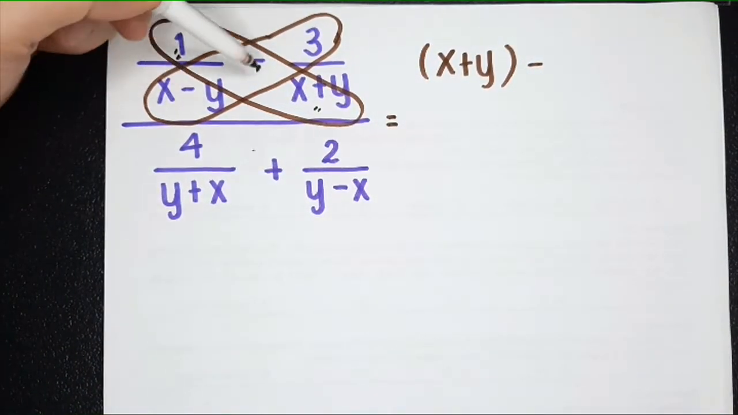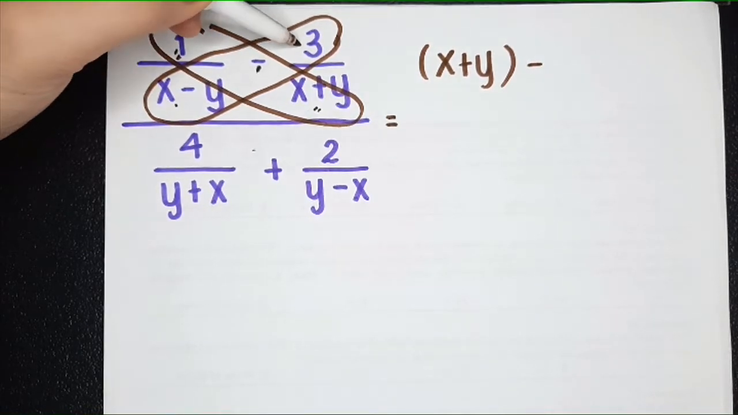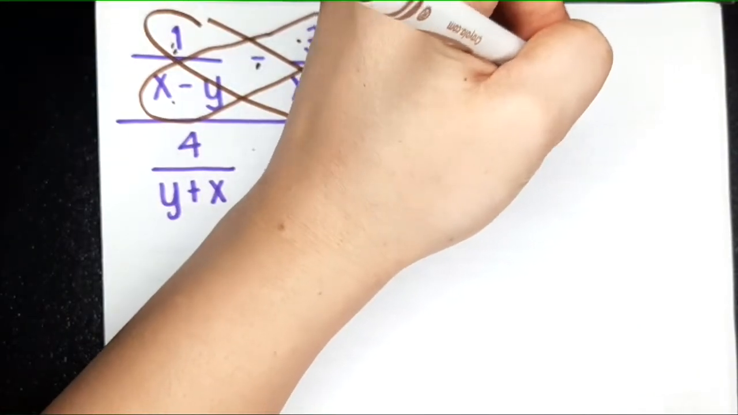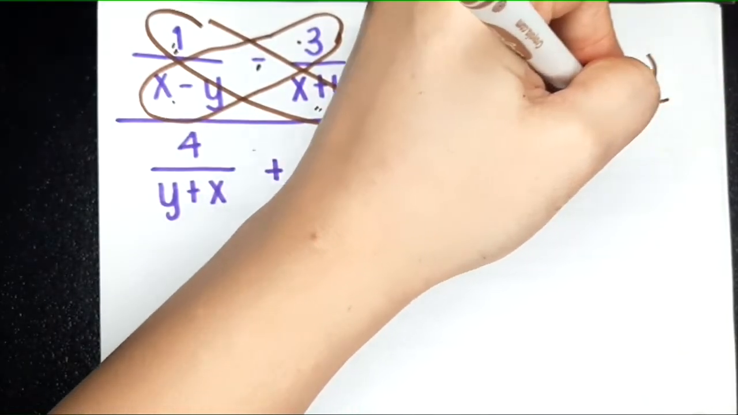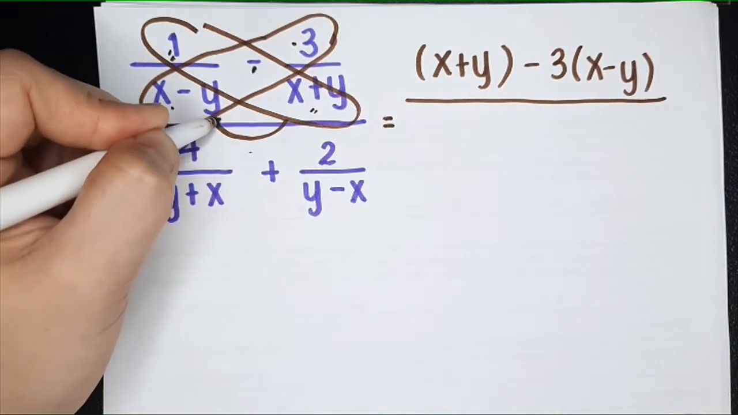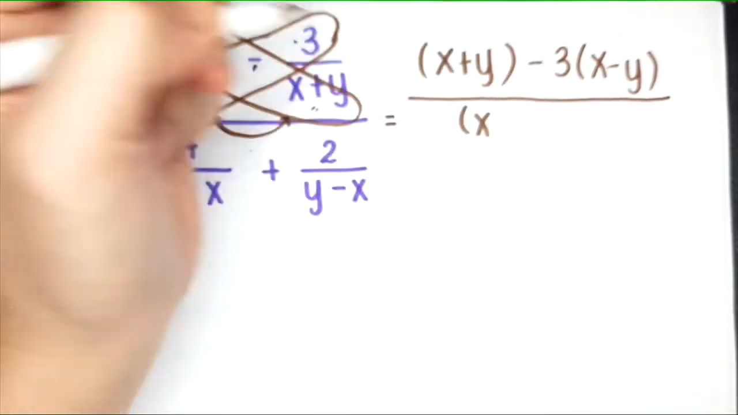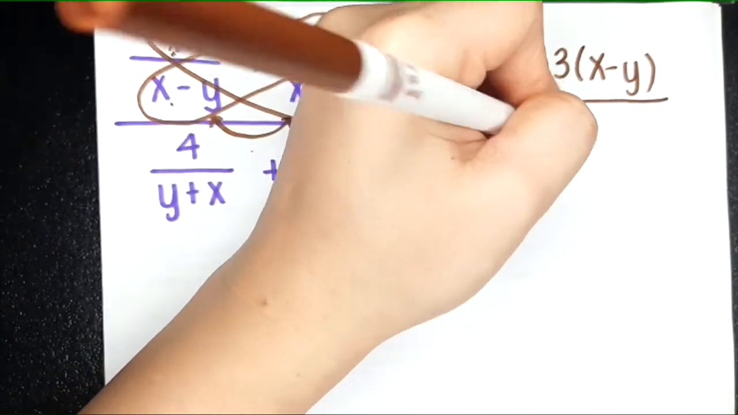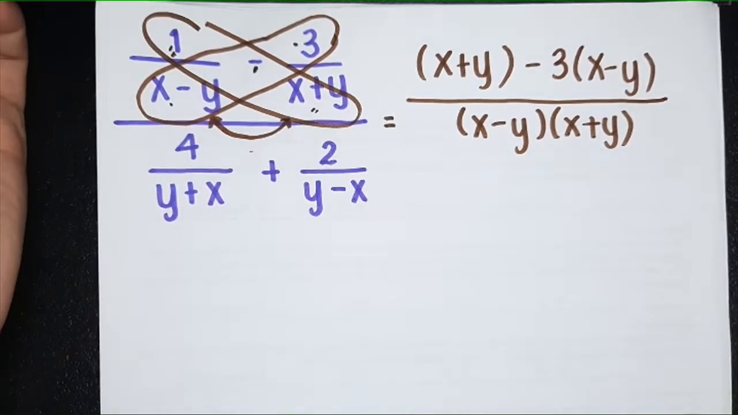And then, for the second pair, you have x minus y times 3. So, you have 3 times x minus y. And then, all over the product of these two denominators. But I suggest you don't multiply. I mean, you don't expand. You just copy. You write x minus y times x plus y. Just like that.